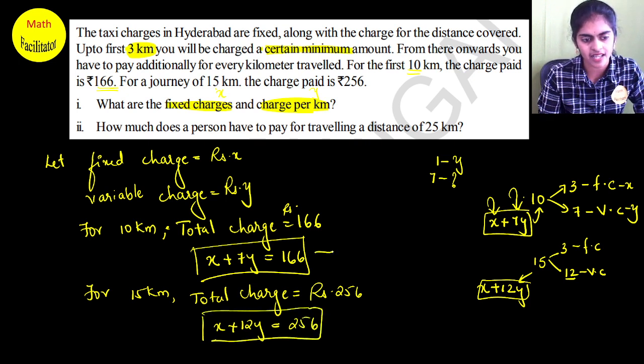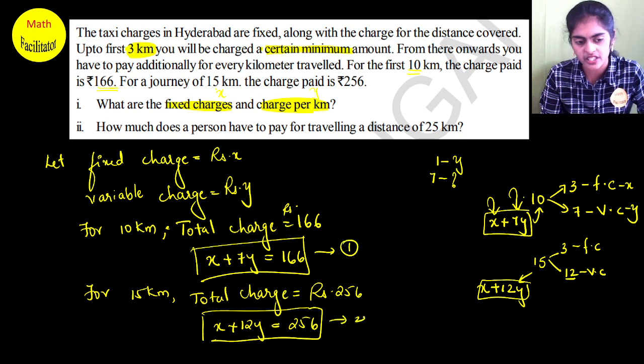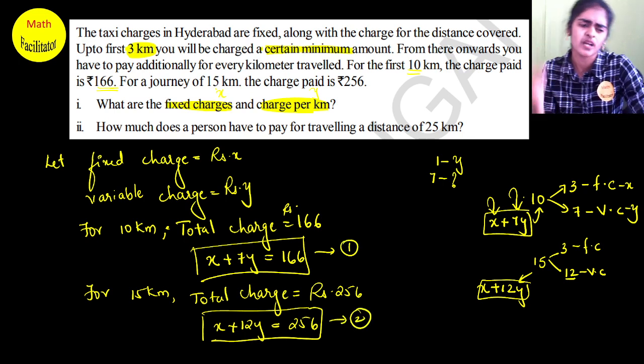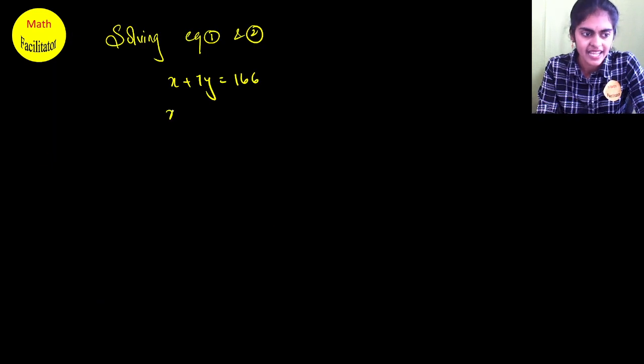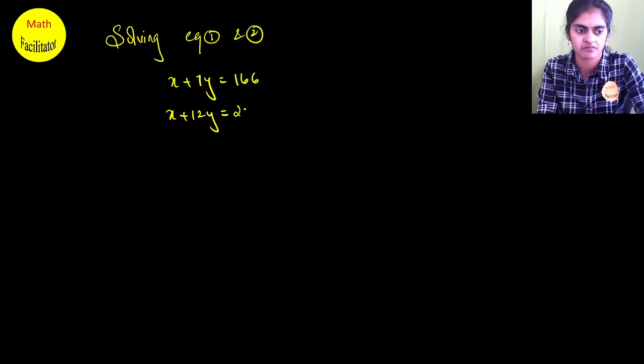Did you all understand how we framed the equations first? Once you get the equations, the game is over. You just have to solve. So solving equations 1 and 2, what do I get here? Equation 1 is x plus 7y is equal to 166. Equation 2 is x plus 12y equal to 256.